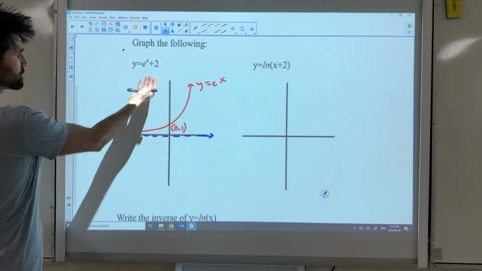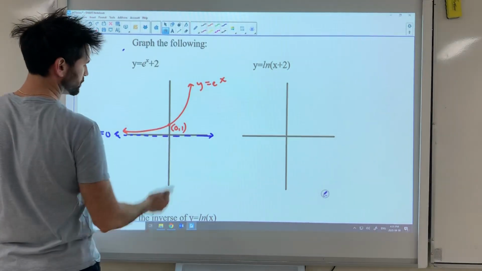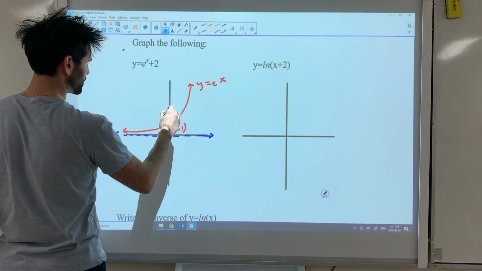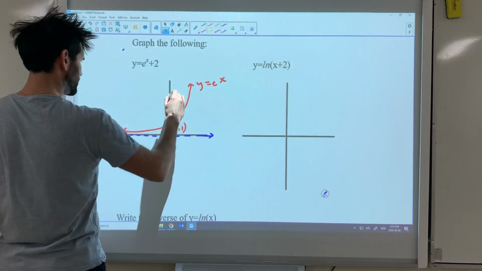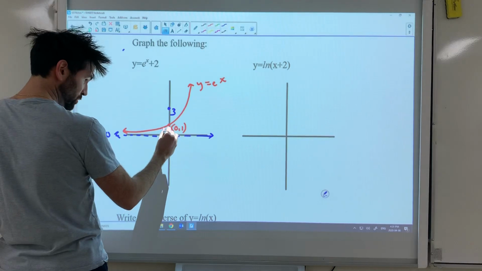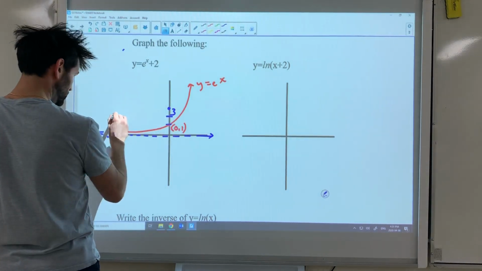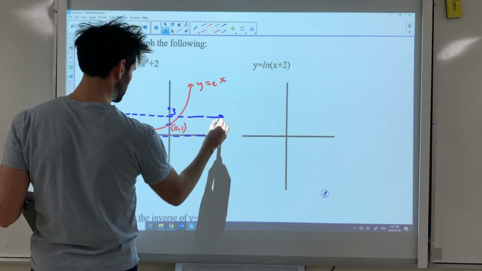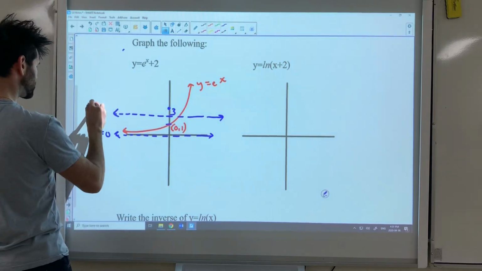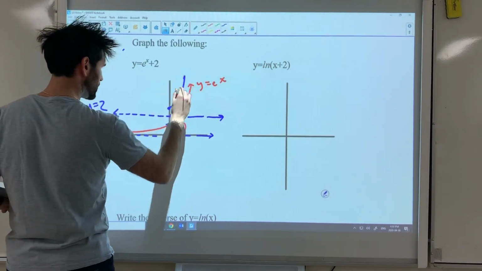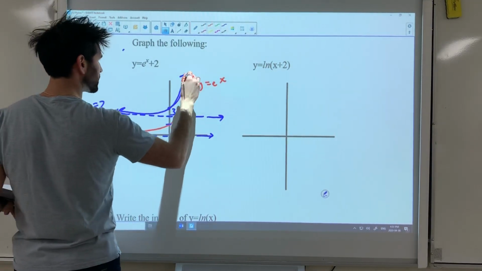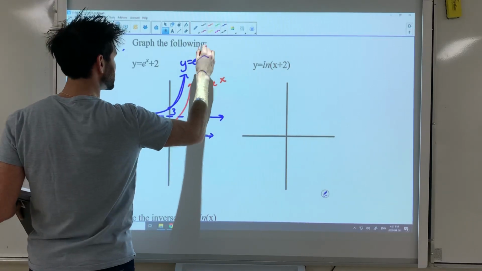Okay, so if I'm shifting it up, this is shifting everything up 2 units. So now it would go to the point (0, 3). And don't forget to also shift up your asymptote. It's going to go up 2 units. So the new asymptote is at y equals 2. And there it is. There's the graph of y equals e to the x plus 2.